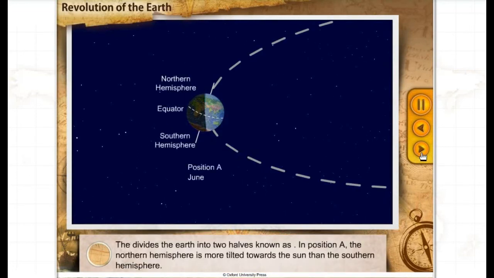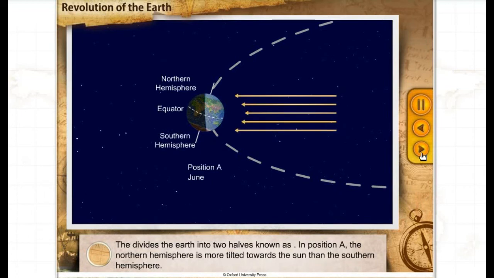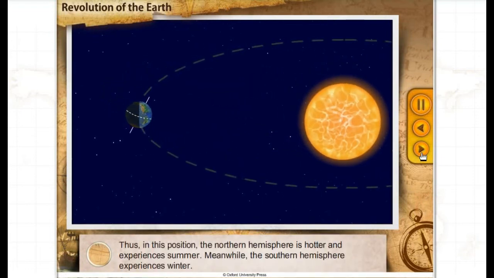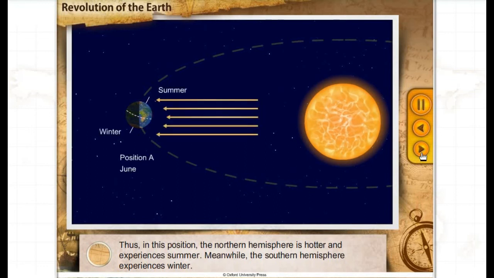The equator divides the Earth into 2 halves known as hemispheres. In position A, the northern hemisphere is more tilted towards the Sun than the southern hemisphere. Thus, in this position, the northern hemisphere is hotter and experiences summer. Meanwhile, the southern hemisphere experiences winter.